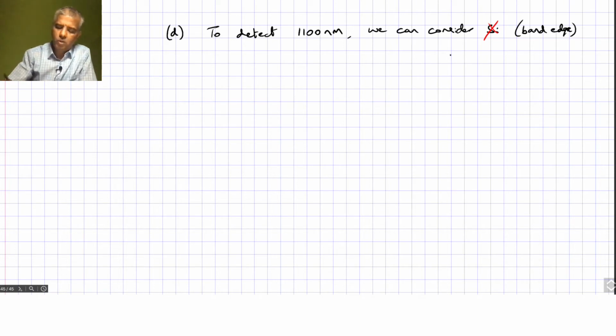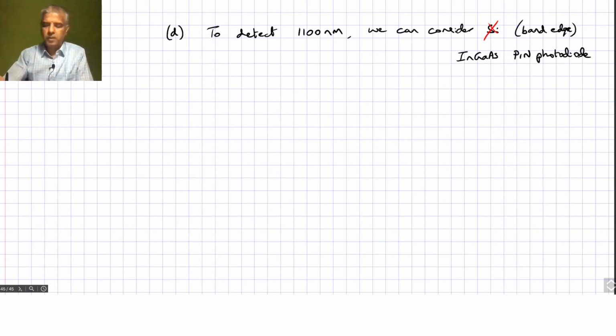So what we can go for instead is indium gallium arsenide, which typically exhibits fairly good responsivity from about 0.7 or 700 nanometers all the way to 1600 nanometers. So that is what we are choosing. We are choosing an indium gallium arsenide PIN photodiode for this particular application. Okay.